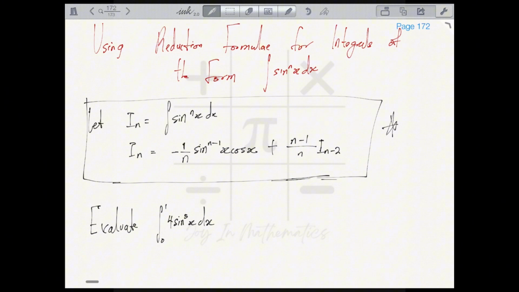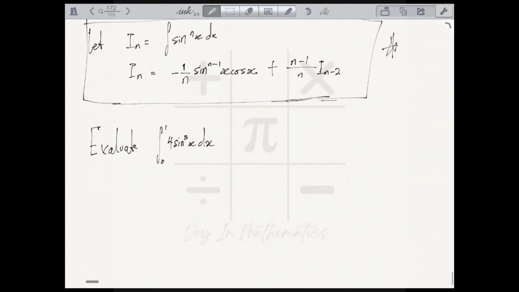which says we should evaluate the integral of 4 sine raised to power 5 of x with respect to x, from upper limit 1 down to lower limit 0. And we know that this is equivalent to 4 times the integral from 0 to 1 of sine raised to power 5 x dx. So the first thing to do is to evaluate the reduction formula of sine raised to power 5 of x dx.